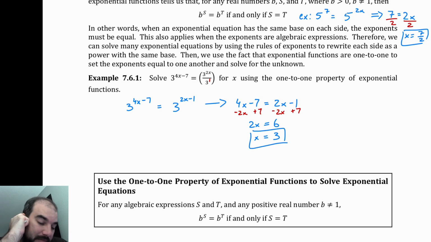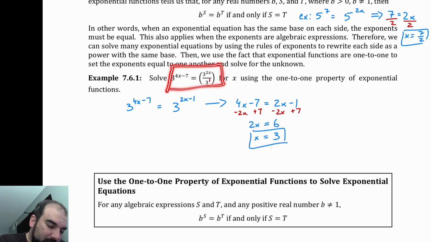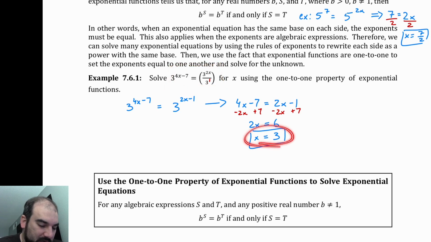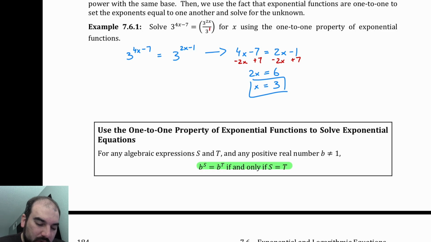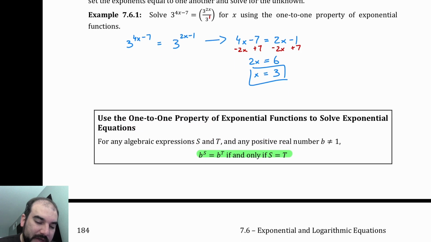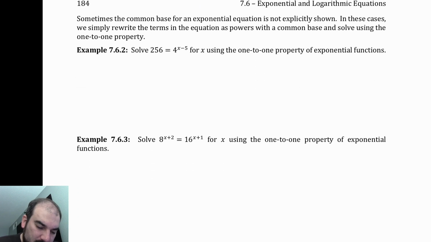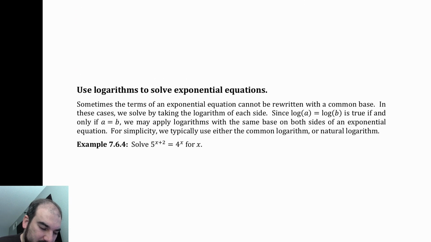Right, so x must be 3. 3 is the only number for x that makes this equation true. Right, that's what we just solved for. All right, so this is your first tool for dealing with both. If both sides are exponential and you can somehow get both sides to be an exponent of the same base, we want to use this one-to-one property of exponential functions. So you'll do a couple of examples with that.